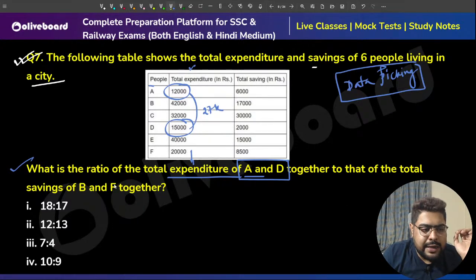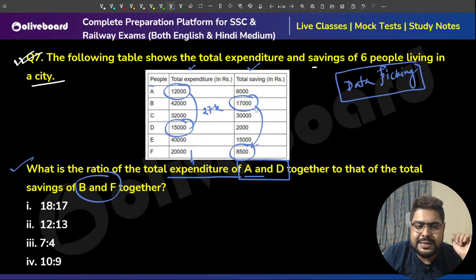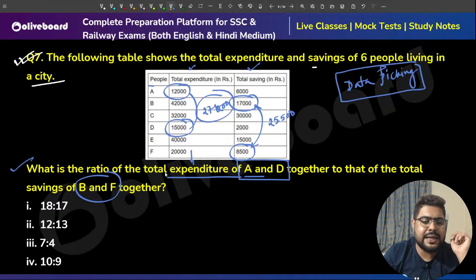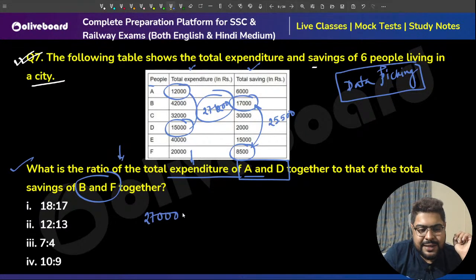And that total savings of B and F. So savings means this column B and F, this 17,000, 8,500. So this is 17 and 8. 17 and 8 is 25, 25,500, sir. This is also, let me write 27,000. They are asking ratio between them. So ratio between 27,000 is to 25,500. First things first, 2 zeros are gone.